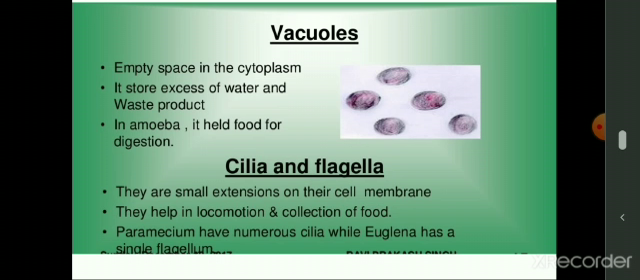Now cilia and flagella are structures present in few cells. Like in our body, cilia are present in the lungs because they have to propel the air. Cilia are hair-like structures. These provide locomotion and collection of food. Paramecium has numerous cilia, whereas euglena, which is another organism, has a flagellum. Flagellum is a single thread-like structure.